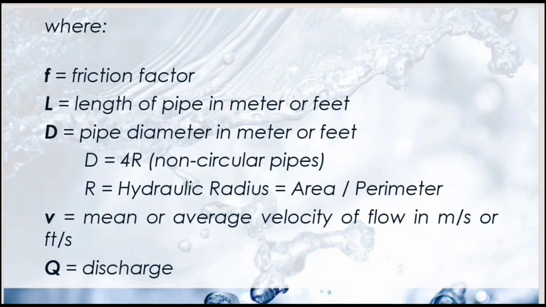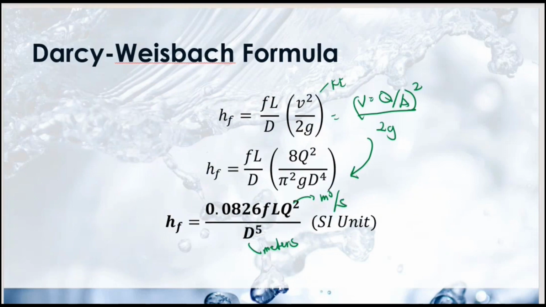D is equal to 4R if it is a non-circular pipe. Even if it is a circular pipe, we could still use D is equal to 4R, given that R, or what we call the hydraulic radius, is equal to the area over the perimeter. Take note that when using this formula and the other formulas presented to you a while ago, the units should coincide with the units that the formula itself uses. For example, the Darcy-Weisbach formula for the head loss, which is 0.0826 fL Q squared over D raised to 5, is in SI units.